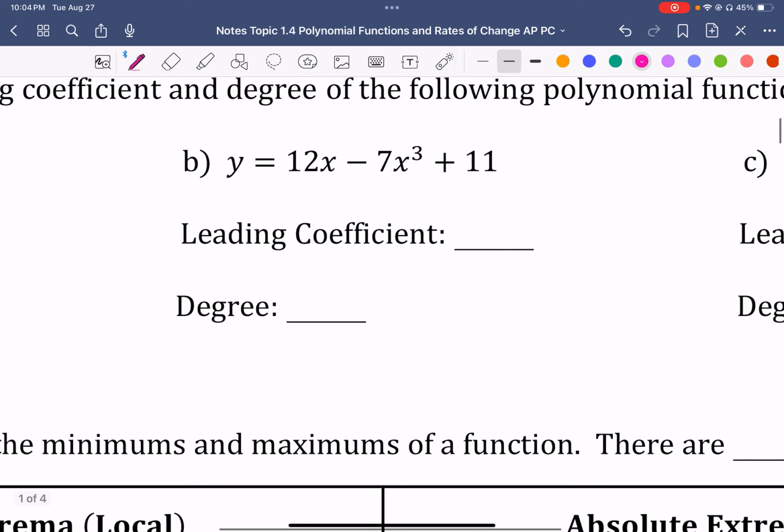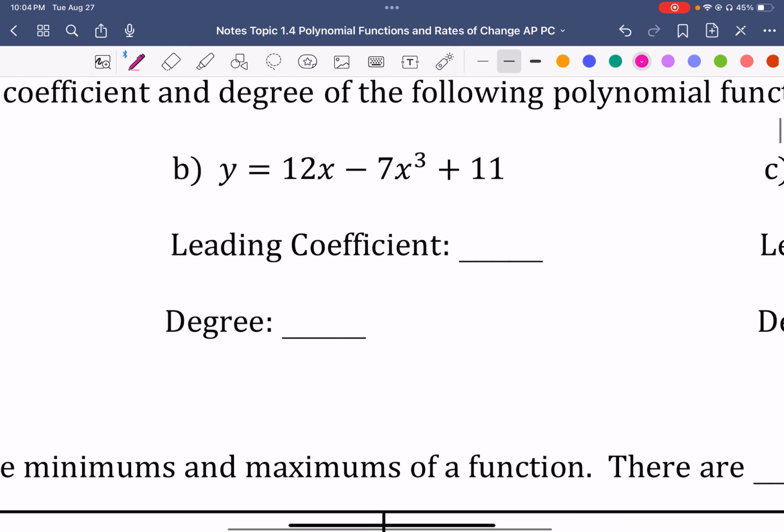Okay, let's do another example. For b, we have y equals 12x minus 7x cubed plus 11. There's an imaginary 1 there, and then the 11 has no variable, so there's an imaginary x to the power of 0. I'm going to look at the exponents 1, 3, and 0. The exponent of 3 is the biggest, so this entire term is going to be the leading term. Notice that I took the negative with me.